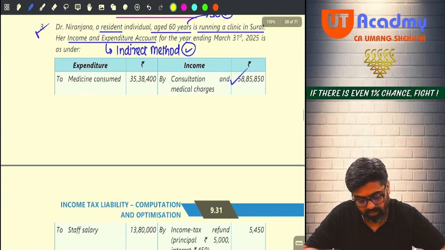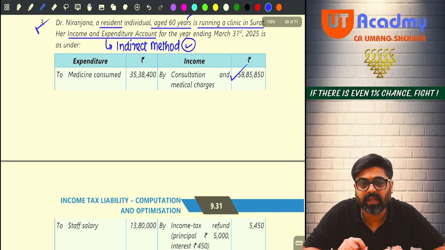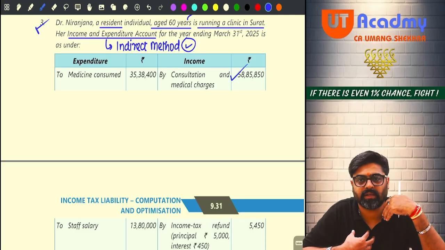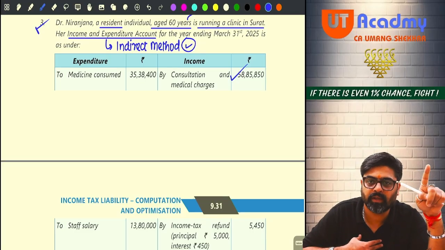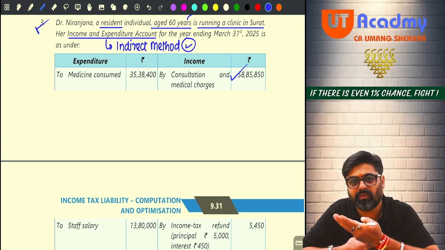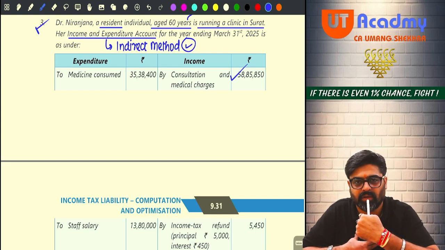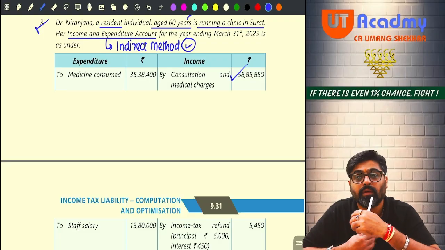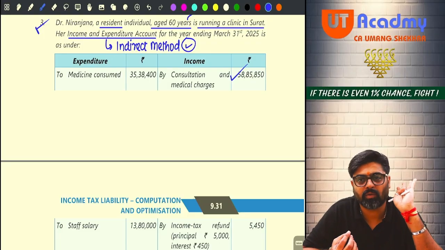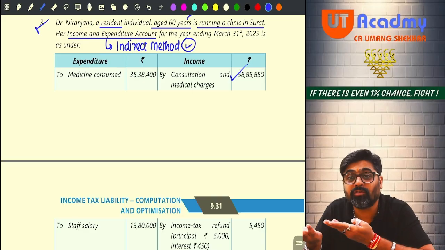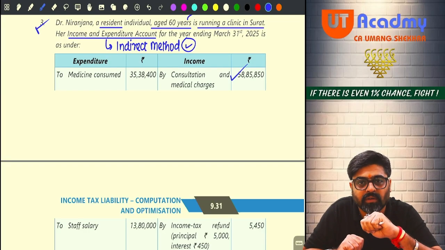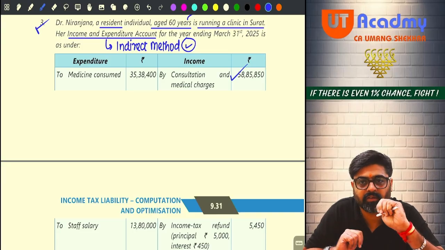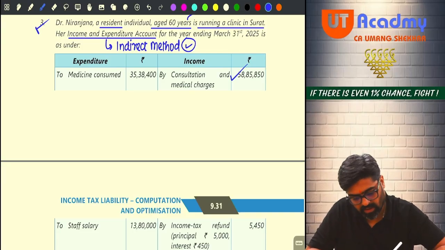Now pay attention. Come to the table. In the table, can you see the expenditure side, medicines consumed? In my medical profession, I am earning these fees. To earn these fees, I have to give services to my patients. My patients will come, so I will give medicines etc. to them. So medicines are consumed in the course of my profession. Is it my professional expense? Allowed or disallowed? Allowed. Tick mark.